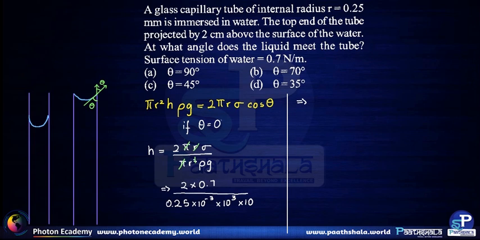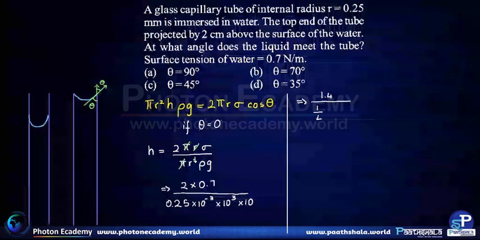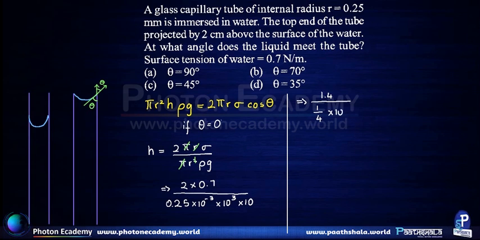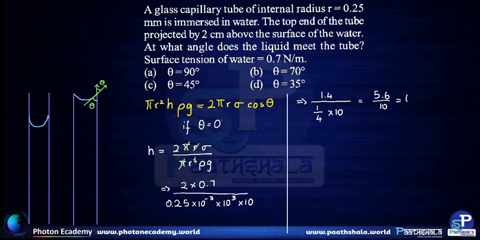So in the numerator we have 1.4 and in the denominator we have 1 by 4 into 10, which is 5.6 by 10 or 0.56 meters. That is 56 centimeters, which is much larger than the 2 centimeters that is given in the question, and therefore this cannot be the case.